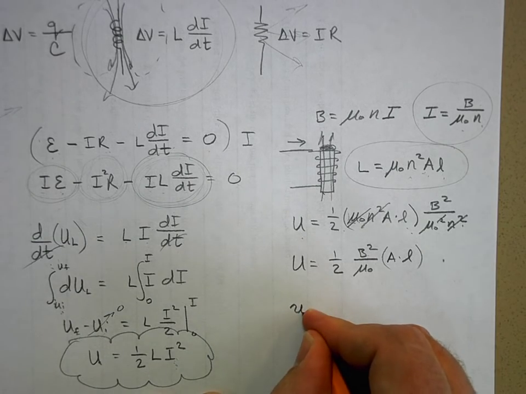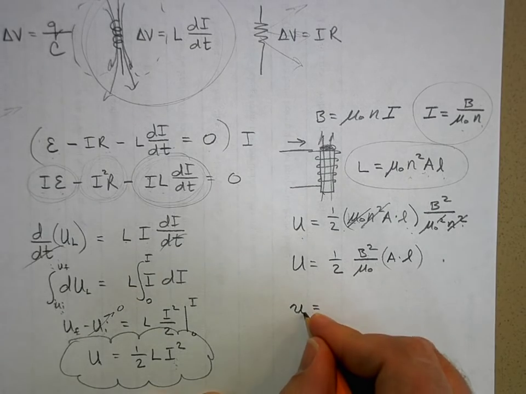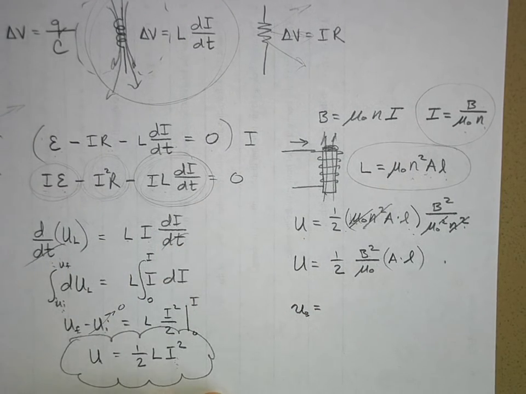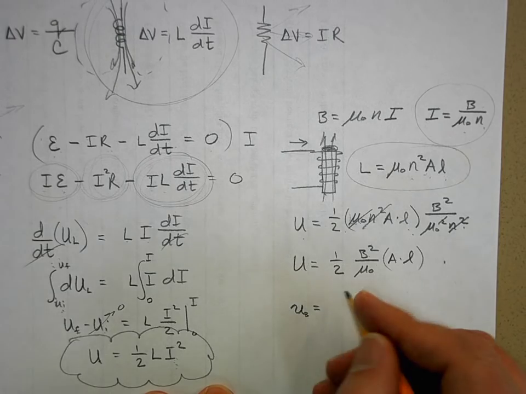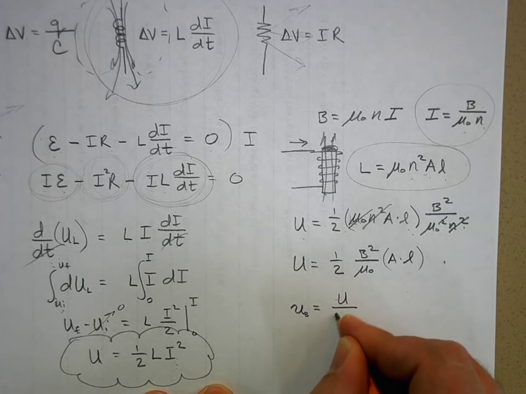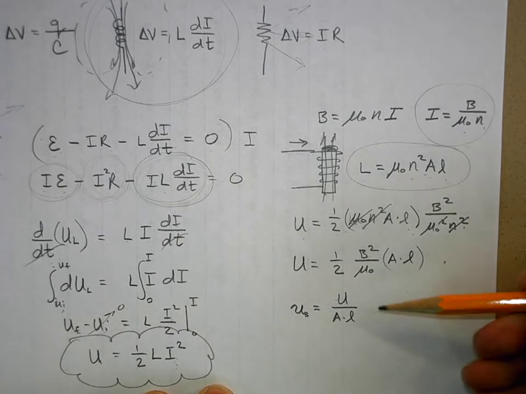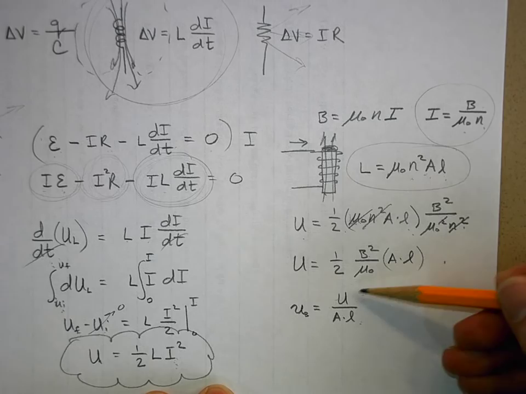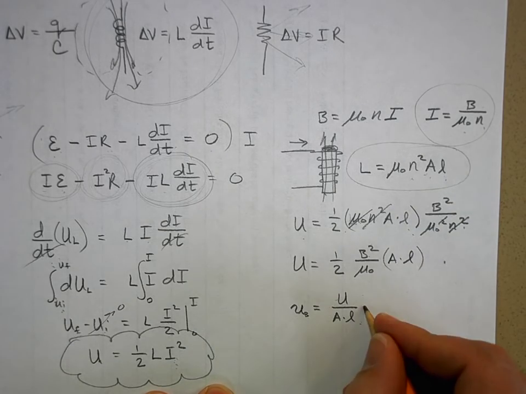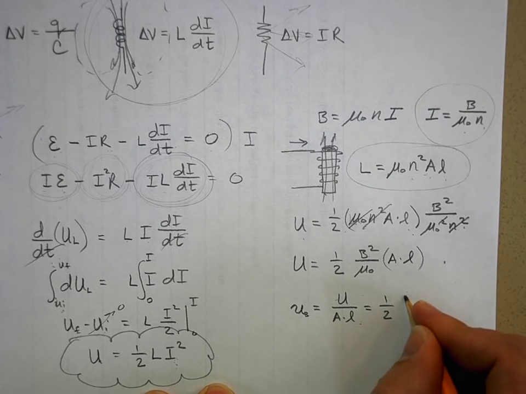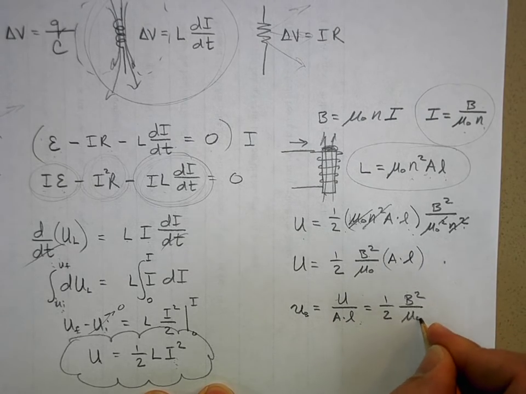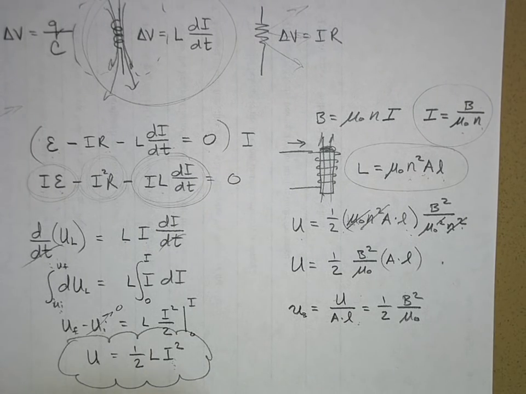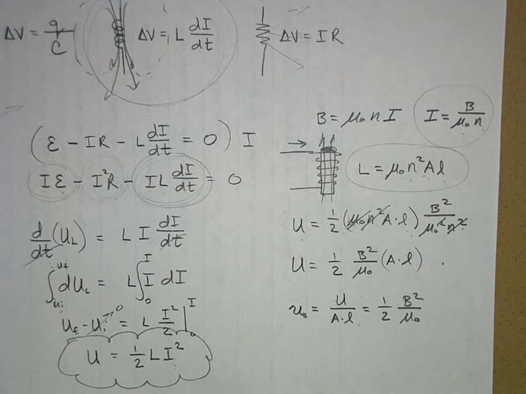But what I really want is an expression of energy per unit volume, which I'm going to call little u. And we did this before. I'm going to call it sub B because we did this for electric fields. It is equal to the energy stored divided by AL, right? What is this? Joules per cubic meter. That's the energy per unit volume, equal to 1/2 B squared over mu naught. And this is the energy stored in a magnetic field itself.